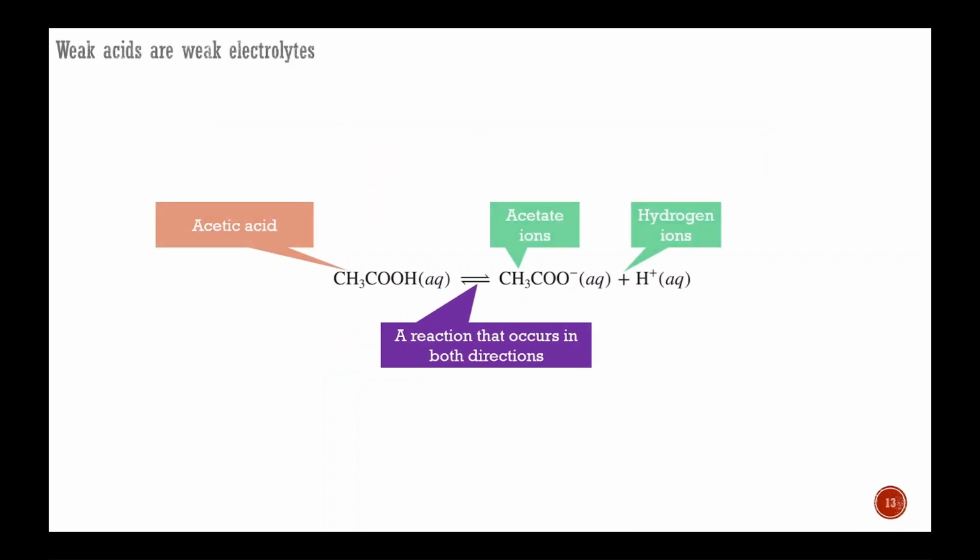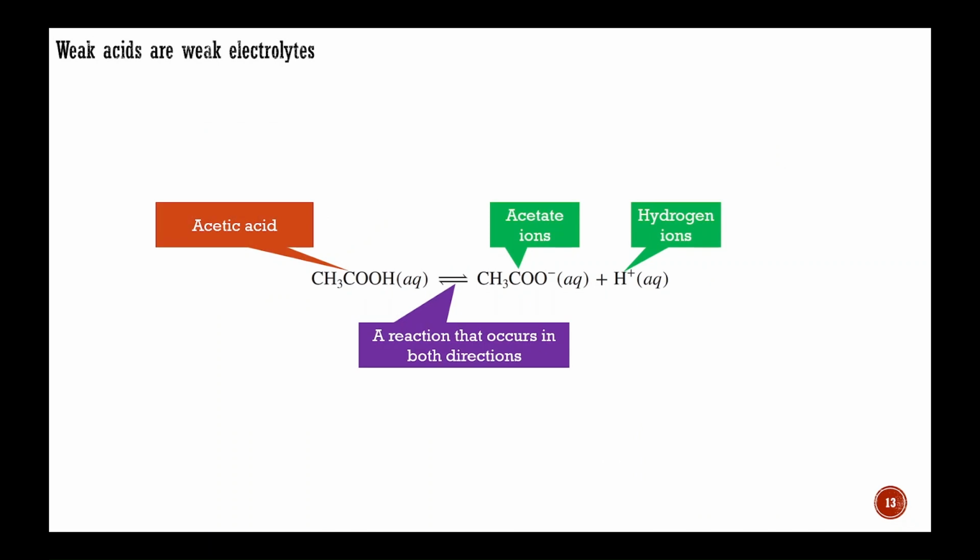Although acetic acid molecules ionize, the resulting ions have a strong tendency to recombine and form acetic acid molecules again. Eventually, the ions recombine at the same rate they are produced, resulting in no further change in the number of acetic acid molecules, hydrogen ions, or acetate ions.